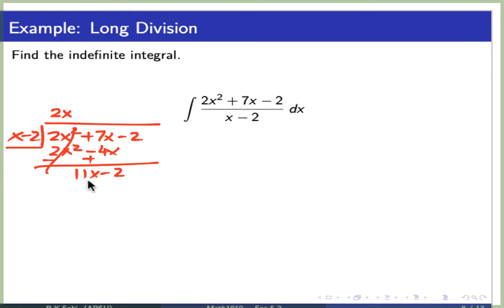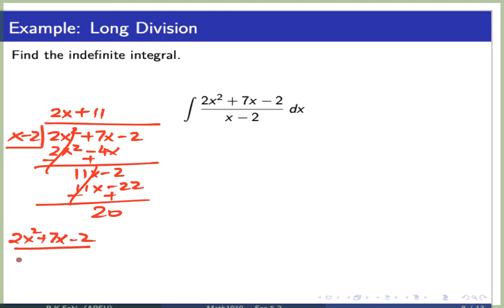Now we need to cancel the 11x. There's an x, so you need to have an 11 over here. So we put positive 11 and you get 11x minus 22. Remember, this has to be multiplied over here. Then you change the signs. What are you left with? 20. So notice how we can write this expression: 2x squared plus 7x minus 2 divided by x minus 2 is equal to the quotient 2x plus 11 plus the remainder divided by x minus 2. And that's exactly what we'll change. The long division will make our life simple because now I can do my integrals easily here.